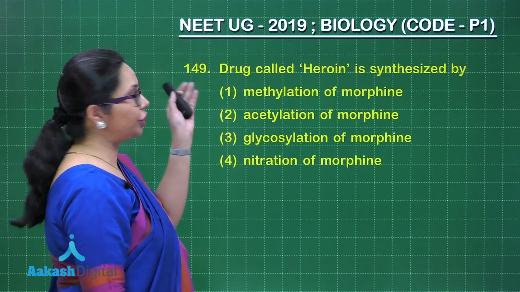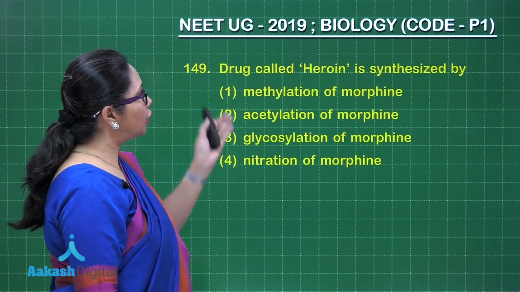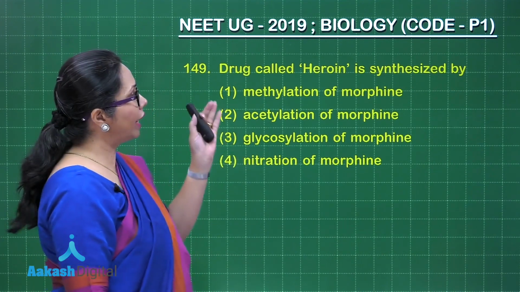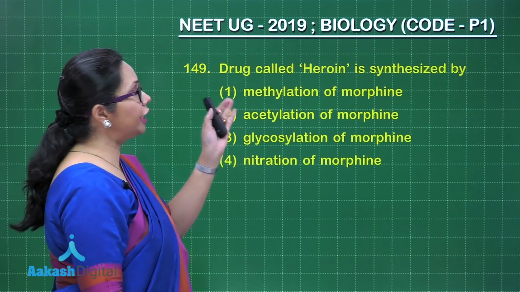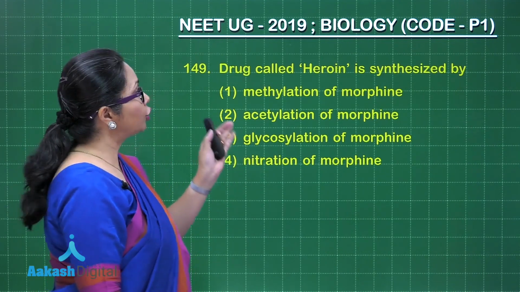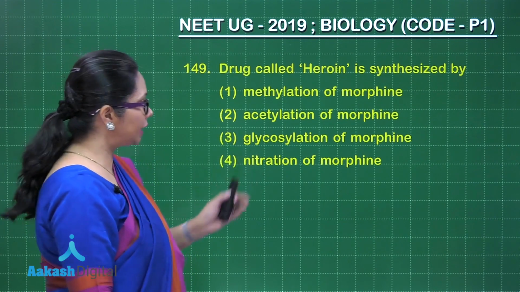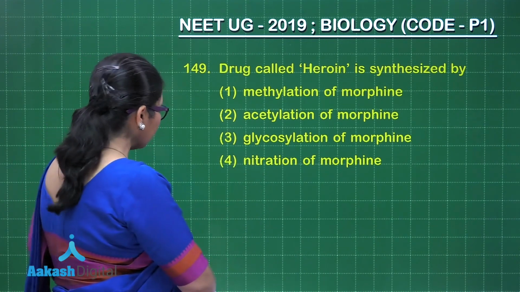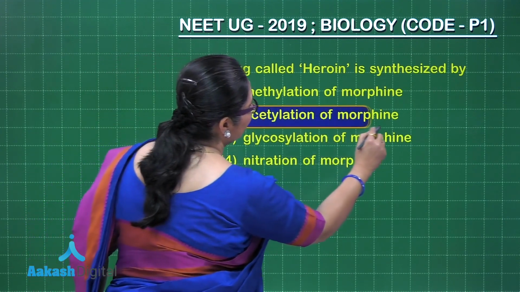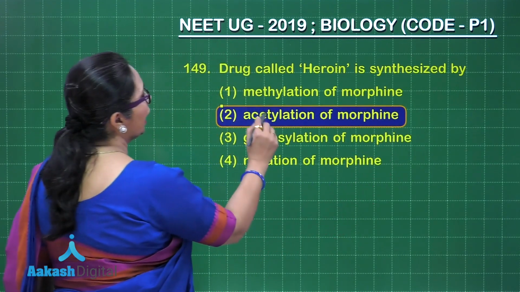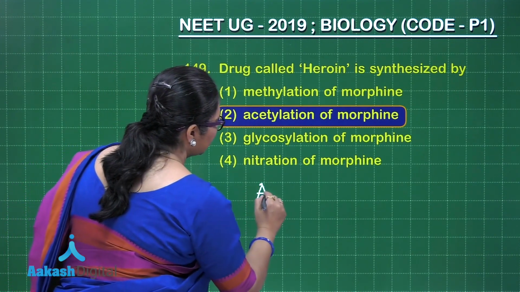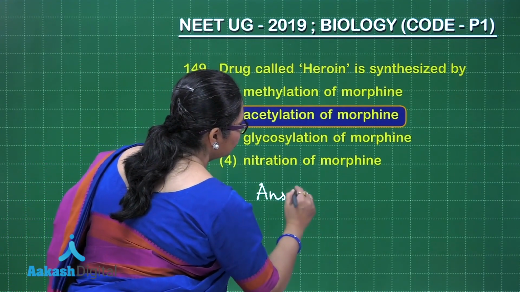Now let's discuss question 149. A drug called heroin is synthesized by. Now heroin, also known as brown sugar or smack, is synthesized by acetylation of morphine. So heroin is basically diacetyl morphine, and morphine is an alkaloid obtained from the poppy plant. So here in this option we can see acetylation of morphine is given, and this would be the correct answer. That is option 2.